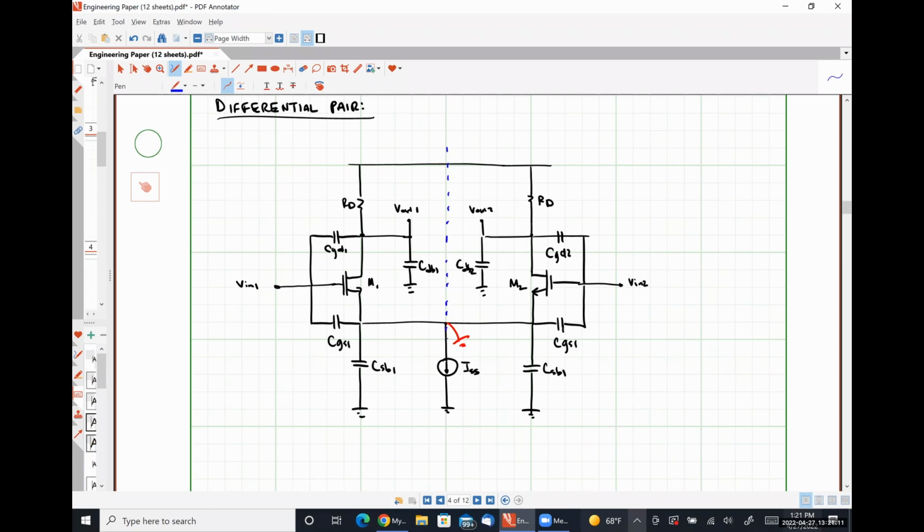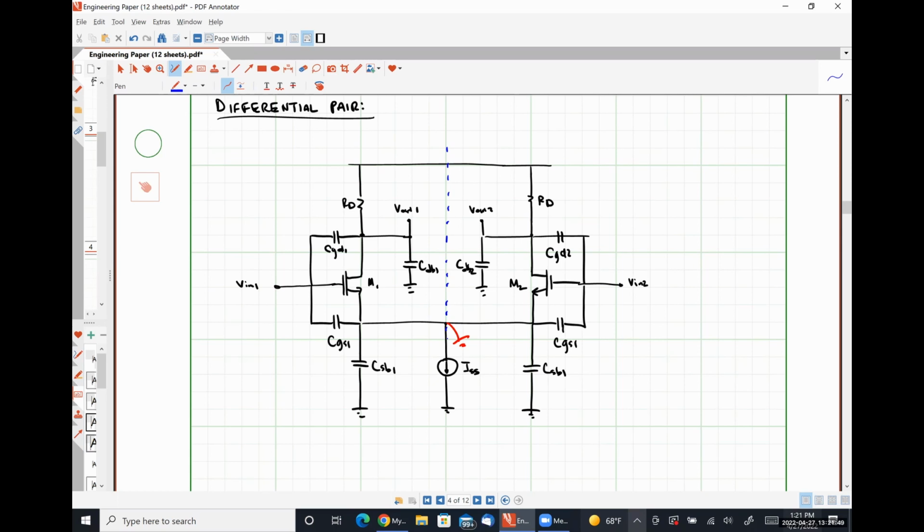here's my axis of symmetry. If we were to look at only a half circuit here, what would we have? Right. But yeah, we'd have a very simple common source amplifier to analyze, right? CSB1 would be canceled out because it's grounded on both sides.